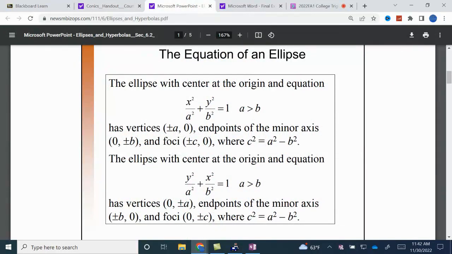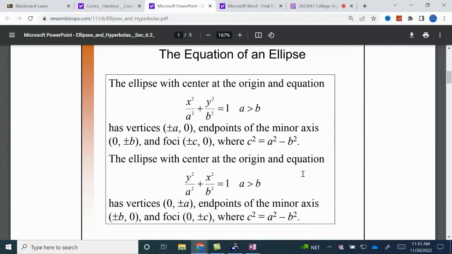So back to the equation for an ellipse, we have the standard form, x squared divided by a squared plus y squared divided by b squared is equal to 1. This is the standard form of an ellipse, given that a is greater than b. Notice that a, the denominator under the x variable, would be the longest axis. Therefore, the vertices and the foci would be located along the x-axis.